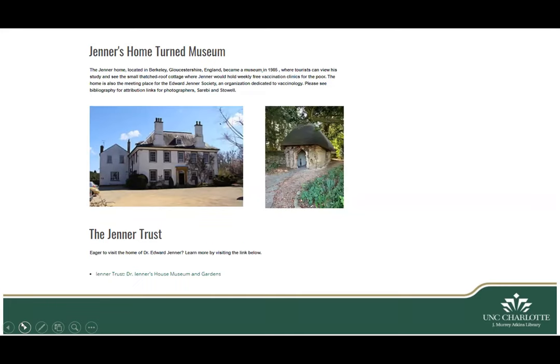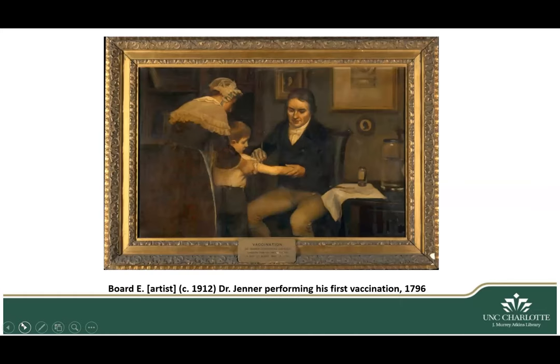But for those Edward Jenner fans who want to make a pilgrimage to where history was made, his home has been turned into a museum. A tourist can see the little hut where Jenner performed his weekly vaccinations for the poor. So this special exhibit was an opportunity to chronicle the beginning of the modern public health movement and the life of Dr. Edward Jenner, one of the most famous scientists in medical history.